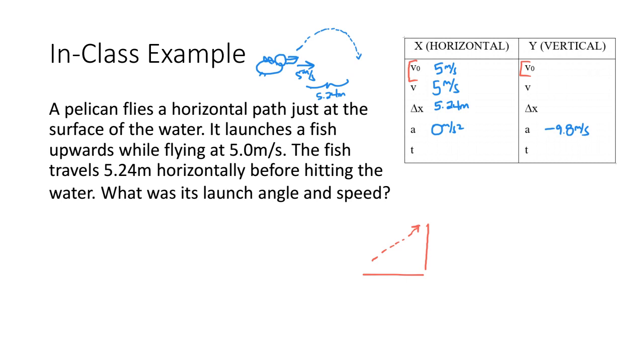We don't have enough information here in the vertical column to do anything yet. So I'm going to start out by solving as much as I can by finding the time in the horizontal column and then porting it over to the vertical side. So I'm going to find time right here just so we can have a little more information in this column. And I'm going to pick this equation.